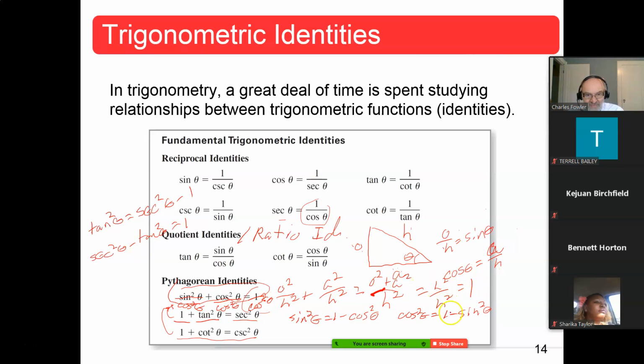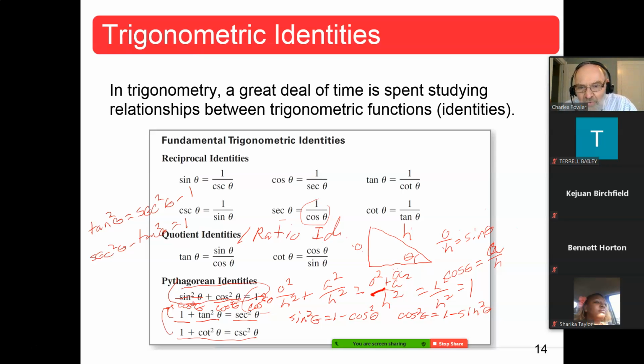Same thing here. The factor is 1 plus sine times 1 minus sine. 1 plus cosine. Yeah. There's lots of different ways you can express it. This one, same thing. You can write it in terms of cotangent squared is cosecant squared minus 1, and cosecant squared minus cotangent squared is equal to 1. Lots and lots and lots of ways you can express these Pythagorean identities.